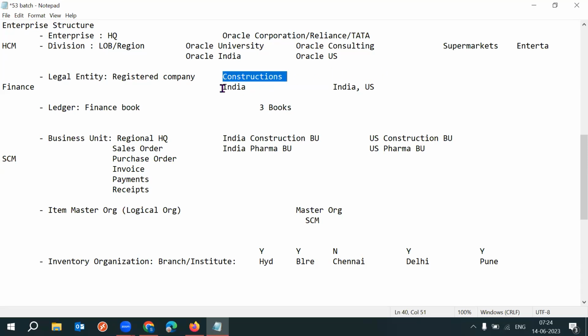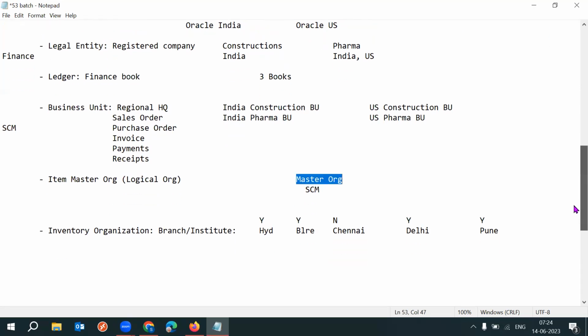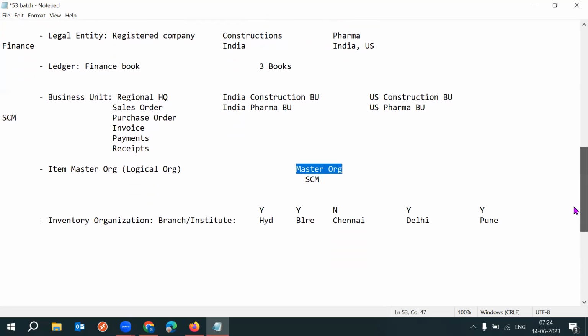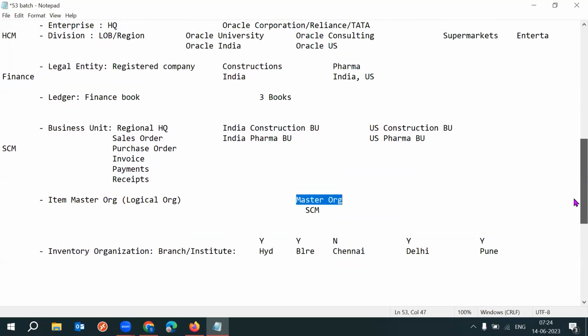Suppose your construction is in India, US, UK, however many countries. One master organization is okay. In the construction company, I may have any number of branches in any countries. What I'm trying to say is, for every line of business, one master organization is okay, not for country. We can create more than one master organization, and it is suggested you create more than one when you have more than one line of business.